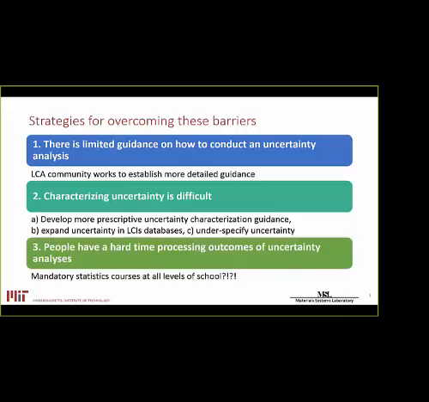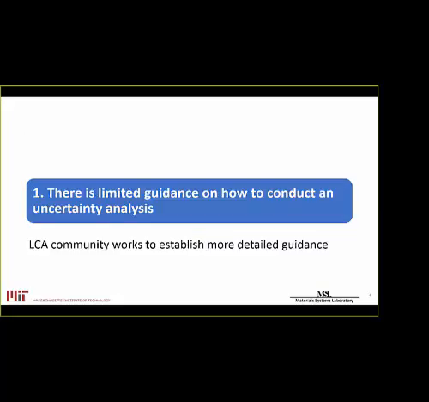And on the last one, this is obviously the most challenging one. People have a hard time processing outcomes of uncertainty analyses. I don't know if that means that everyone just needs to study statistics more, or rather, I don't think that's going to be a solution, but rather, I think we just probably need a bit more education about uncertainty, or at least have it embedded within analyses. So the structure for this talk is basically I'm going to talk about each one of these topics and probably spend the most time on this first one, basically that there's limited guidance on how to conduct an uncertainty analysis, and then also talk about some ways in which we might establish more detailed guidance.